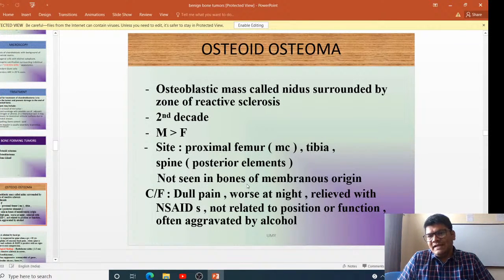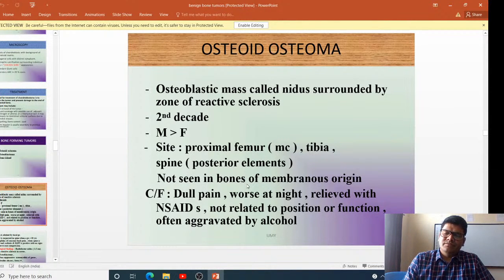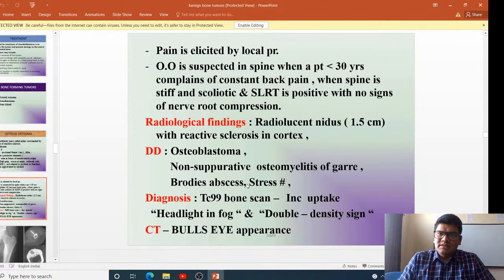It is worse at night. It is relieved by NSAIDs, non-steroidal anti-inflammatory drugs, and it is not related to any position or function. It is often aggravated by alcohol. Pain is elicited by local pressure. Radiological findings: a radiolucent nidus will be there in the lesion.